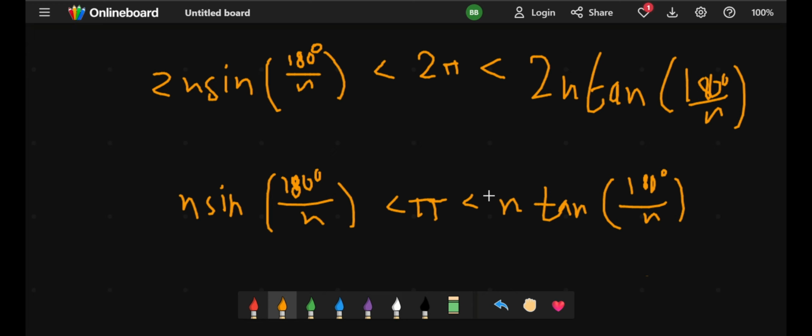But if you think about it, nowadays we have better algorithms, but this is how they used to do it back then. They didn't have a calculator. So how are they going to calculate sine of 180 over 100 or something? So sine of 18 degrees. How are they going to calculate that?